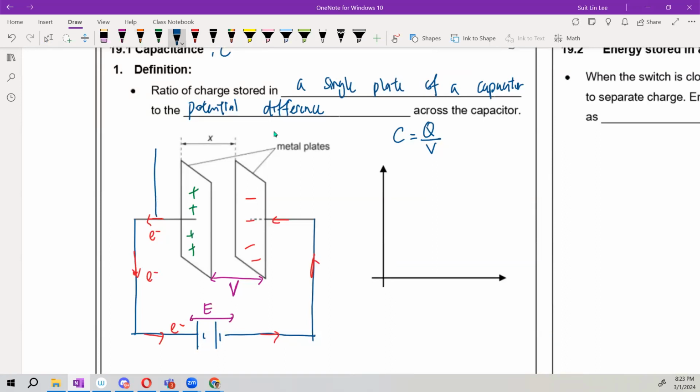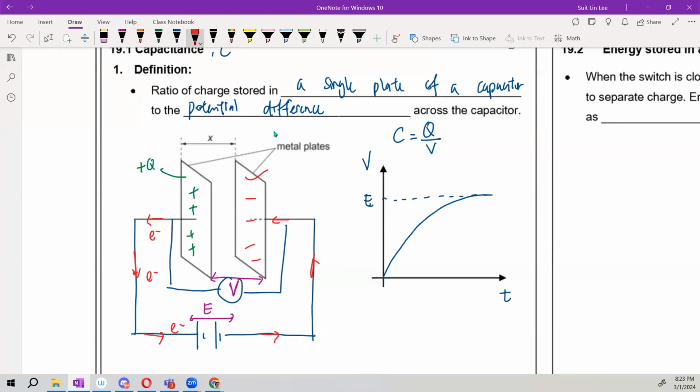So let's say I install a voltmeter here. I can measure V, the potential difference across the plate. And the reading for my V against time will look something like this. Eventually, it will plateau and it will reach the EMF E. Okay. And the amount of charge separated on one plate is positive Q and the other plate is negative Q.